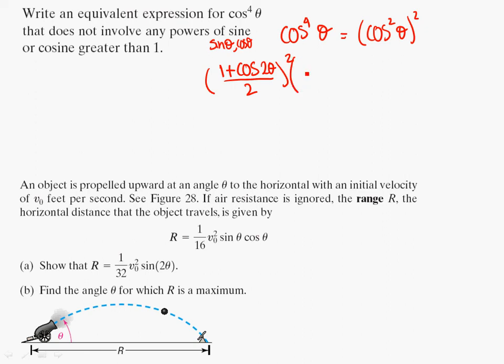That doesn't quite get me there yet, because this will be a cosine squared, so I'm going to actually multiply this by itself. So that's 1 plus the cosine of 2 theta divided by 2 times itself. Let's get rid of this. So that's 1 plus the cosine of 2 theta times 1 plus the cosine of 2 theta, right?